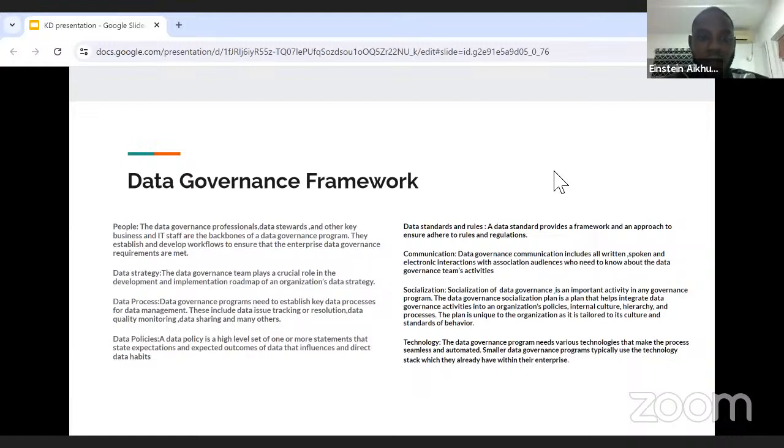Now, the next one is the data strategy. The data governance team plays a crucial role in the development and implementation roadmap of an organization's data strategy. Well, we all know how that works out. Then the next one is the data process. The data governance program needs to establish key data processes for data management. These include data issue tracking or resolution, data quality monitoring, data sharing, and many others.